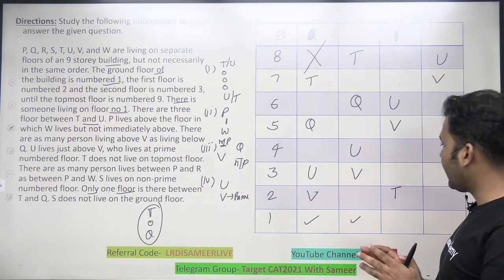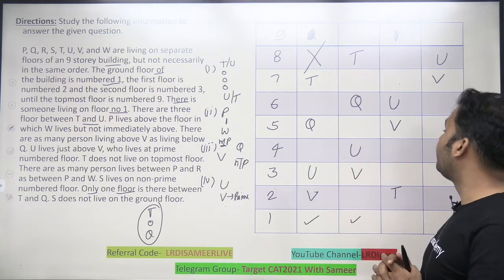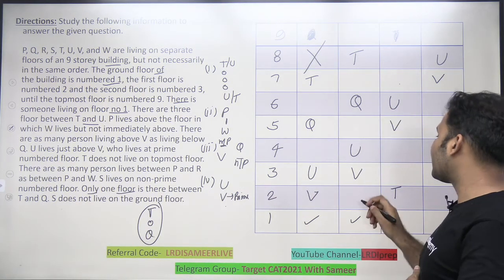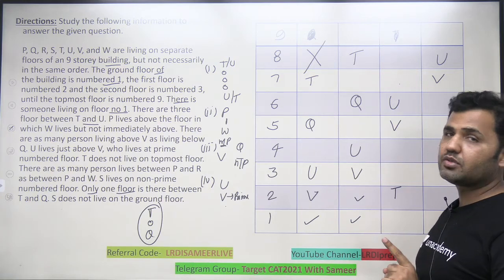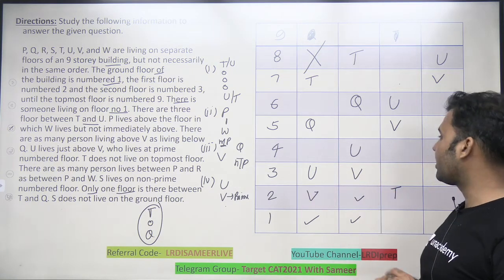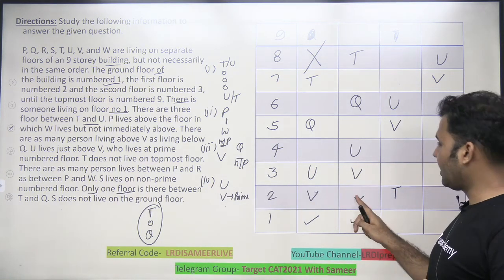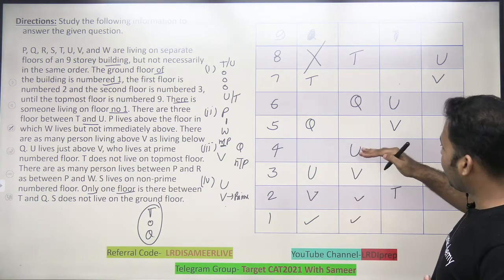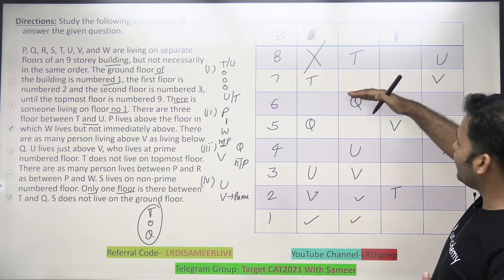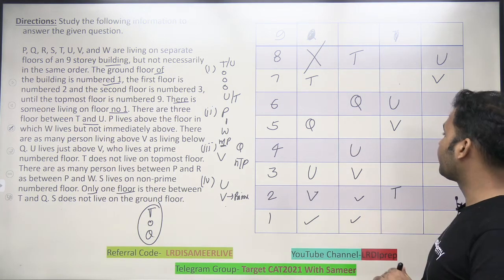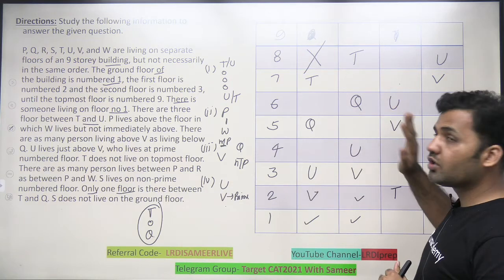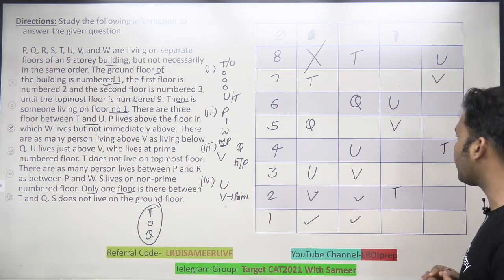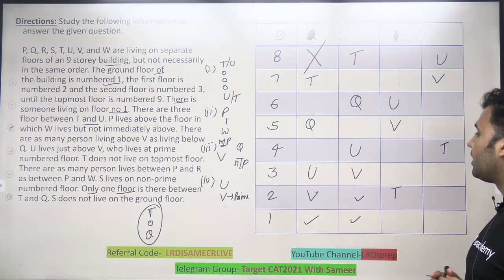So the only way to keep the number of people above V and below Q the same is that someone is definitely living on floor number 2. Someone is definitely living on floor number 2. If nobody is living on floor number 2, then the number of people above V will be 6 and below Q will be 5, so that condition will get disturbed. So there has to be somebody living on floor number 2 if this case has to be followed.